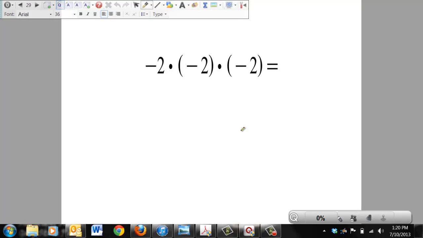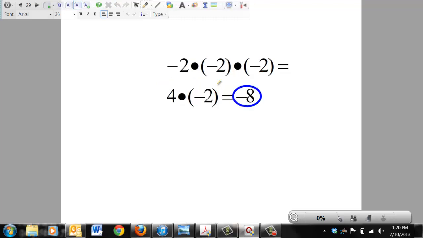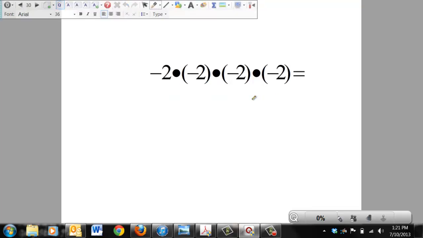To solve this problem, we're going to start off with negative 2 times the negative 2, which is going to give us a positive 4. Then that other negative 2 right here, it ended up coming down right there. So now I've got 4 times the negative 2 is going to equal a negative 8. Why? 4 times 2 is 8. Positive times a negative is a negative. So negative 8 is going to be your solution. Try that one out. Pause the recording and see what you come up with.